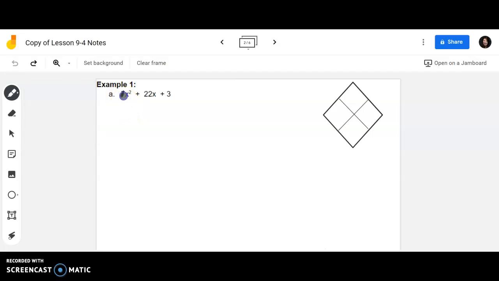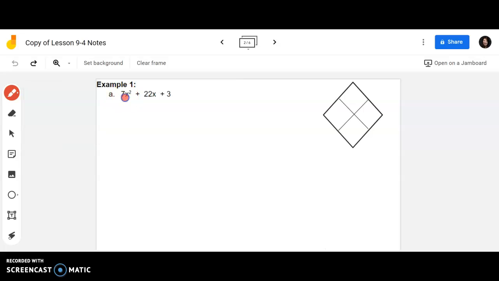where you just had x squared plus 22x plus 3. And there was no number in front of the x squared. There was, but there was an invisible 1 in front. So now we have a 7 in front, and that's going to change things.